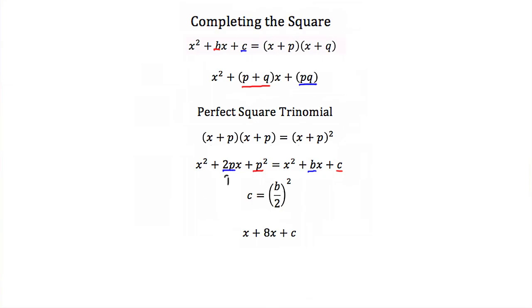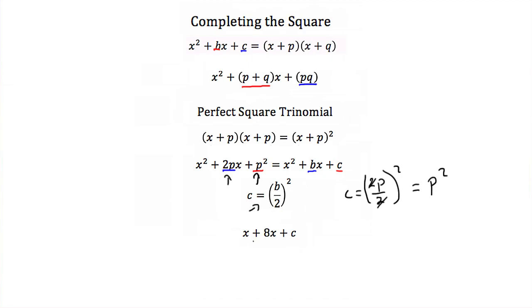If I plug in 2p into this equation, I'll get c is equal to 2p over 2 squared. Well, our 2's will cancel and we'll be left with p squared. Well, that's what c is equal to. So if we have a perfect square trinomial, that means c is equal to b over 2 squared.